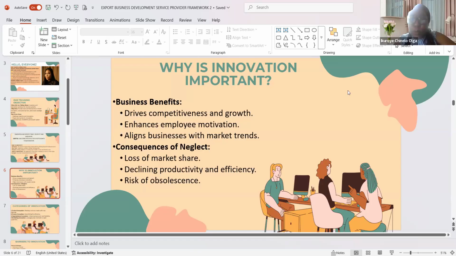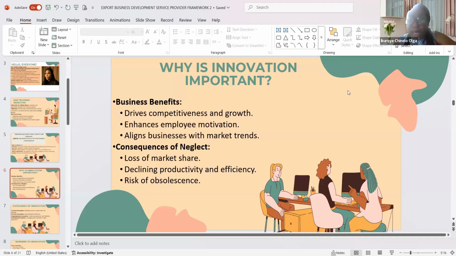You need to enhance employee motivation. Without your employees, can your business thrive? No, it cannot. So you need to enhance their motivation. You need to align your business with market trends. What is in the market out there? So innovation has its benefits.